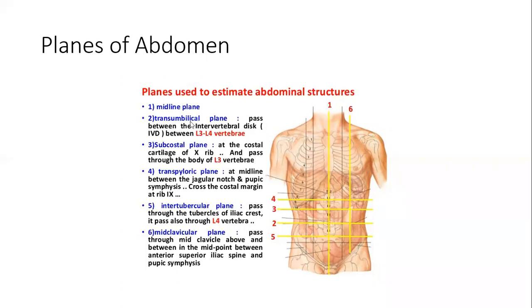The transumbilical plane, which is also called the intercristal plane, passes between the highest points of the iliac crest on either side of the midline, lying at the level of the L4 vertebra or in between the L3 and L4 vertebrae, at the level of their intervening intervertebral disc.